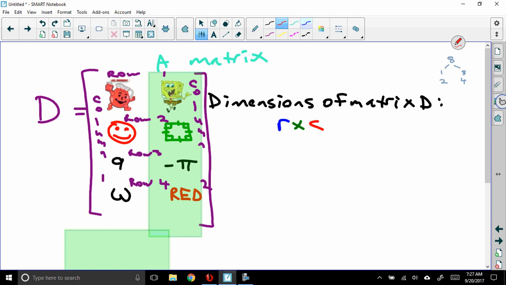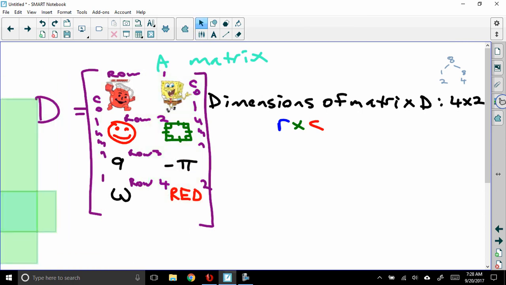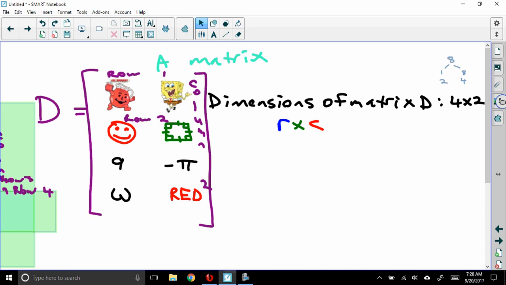How many rows? 4 rows. How many columns? 2. This is a 4 by 2 matrix. Hopefully everybody kind of has that idea on lock. The dimensions of a matrix. Okay, so I'll go ahead and get that stuff kind of out of the way for now.